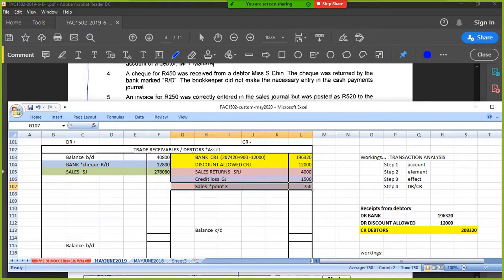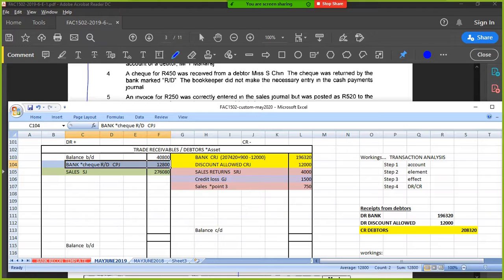Check 450 was received from a debtor. The check was returned by the bank marked RD. The bookkeeper did not make the necessary entry. Where do you show dishonored checks? Cash receipts. Dishonored checks. We spoke about it earlier. CPJ. I keep getting that same one confused every time. Okay, so be careful. Just think about it. What happened? You're removing the check. It was a dishonored check.